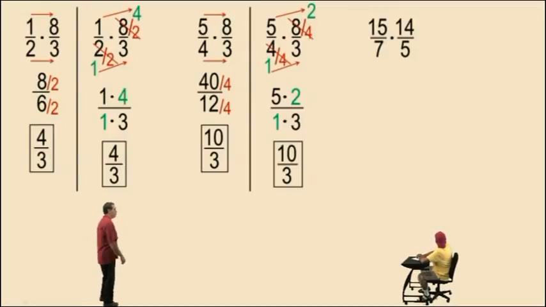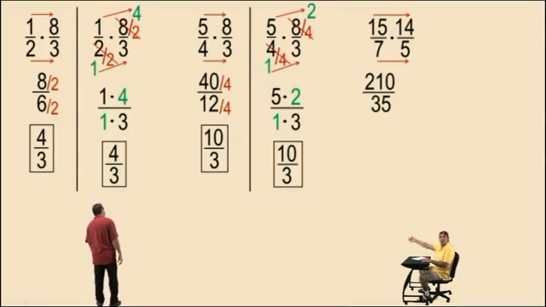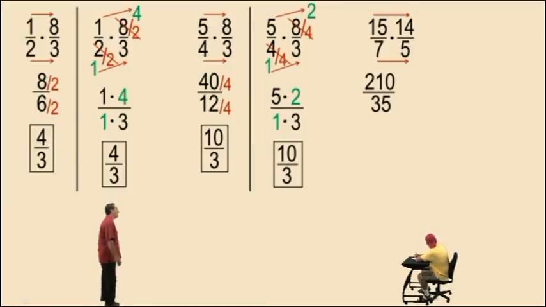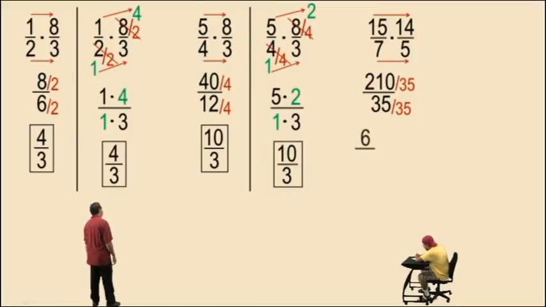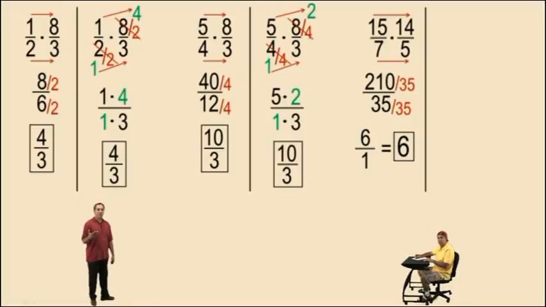15 sevenths times 14 fifths. If we multiply straight across the top and straight across the bottom, what's 15 times 14, Charlie? Yeah, I don't know either. So the computer tells us it's 210. Okay, in our denominator, it's 35, 7 times 5, right? And now they have a common factor of 35. I don't know, that's what the computer told me. Anyway, 210 divided by 35 is 6, and 35 divided by 35 is 1. And so 6 divided by 1 is 6. That's our answer. Well, let's reduce before we multiply, right?